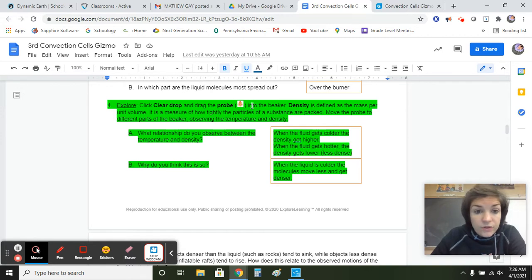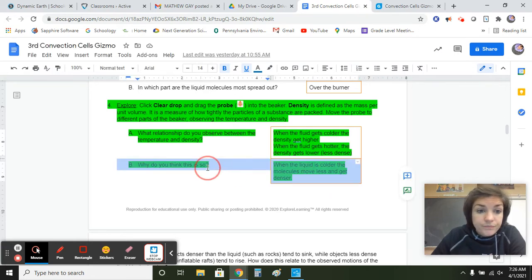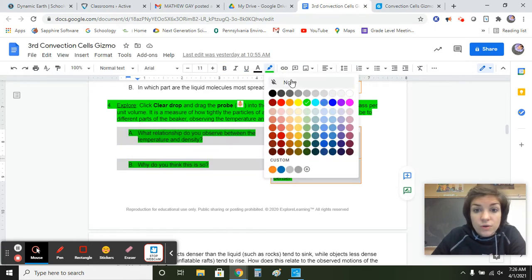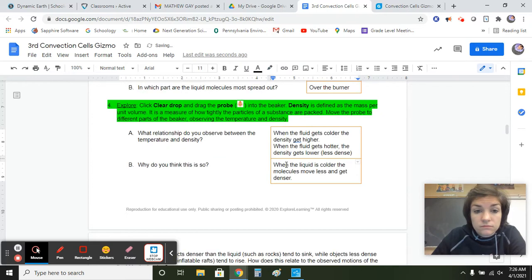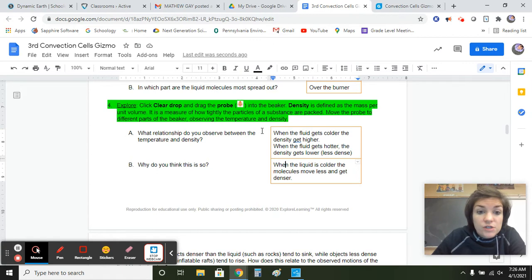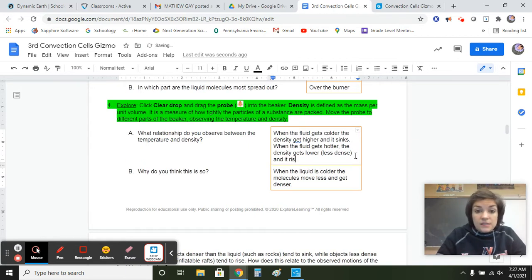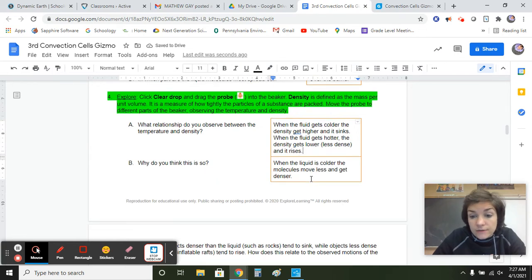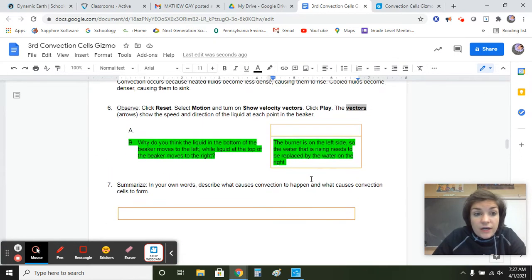All right, so just to go over things that we've already talked about that are going to be on your lab check. You put a clear drop and you put the probe into your beaker. What relationship do you observe between the temperature and density? When the fluid gets colder, the density gets higher, and it sinks. When the fluid gets hotter, the density gets lower and it rises. Why do you think this is so? When the liquid is colder, the molecules move less and get denser. So that's definitely going to be on there.